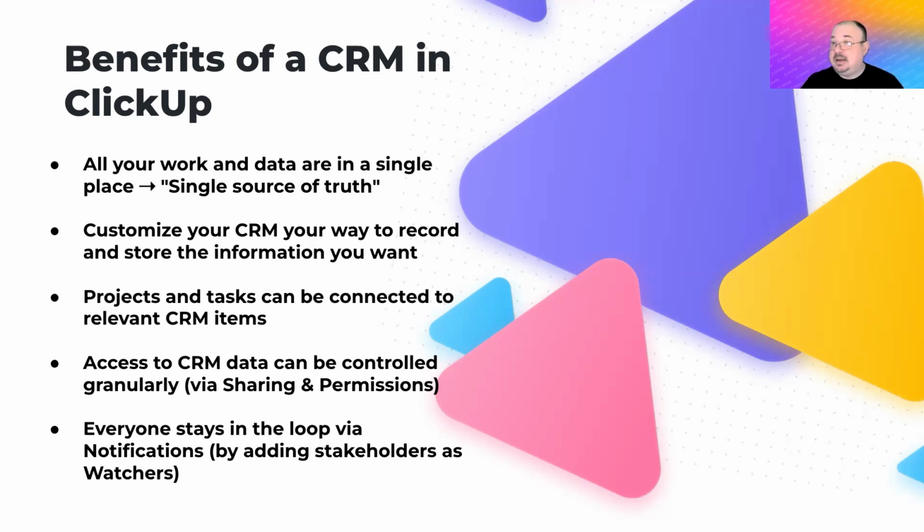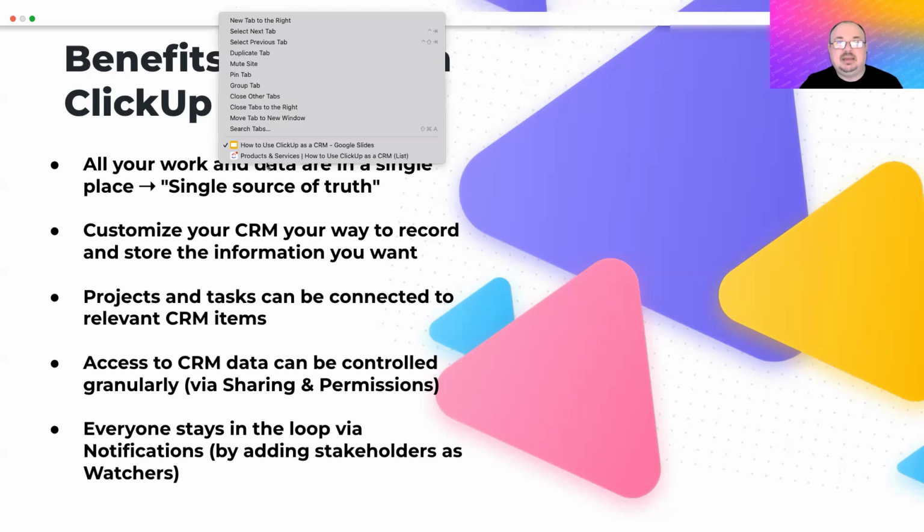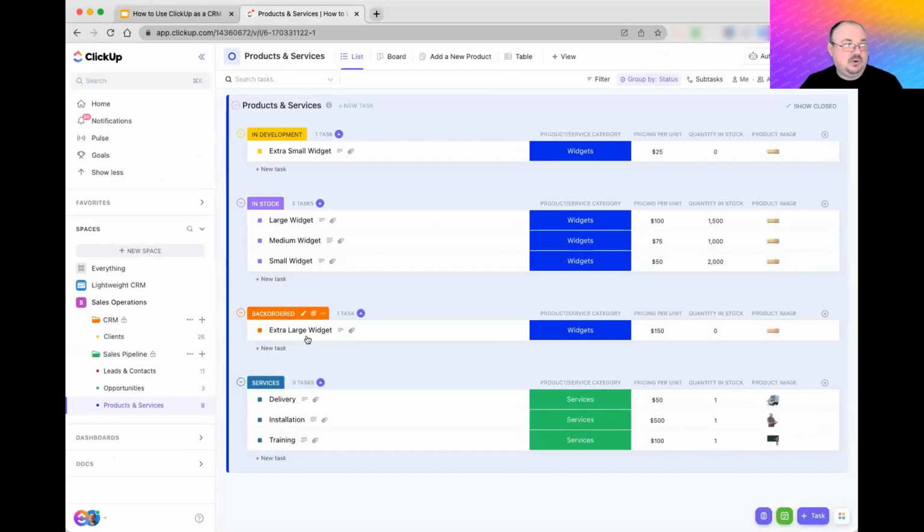And by setting up, for example, the account manager as the task assignee, or adding other stakeholders manually as watchers, anything that happens with that contact, any changes that are made to that contact task essentially are communicated to everyone involved via notifications. So there are lots and lots of reasons why ClickUp is a really great place for you to set up your CRM.